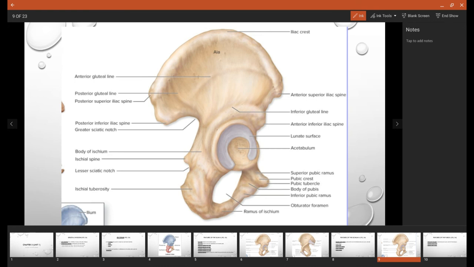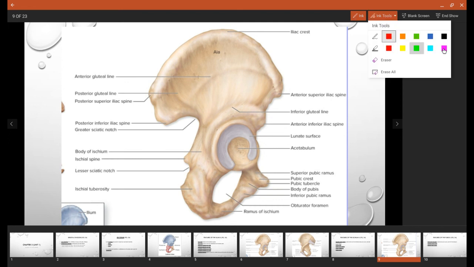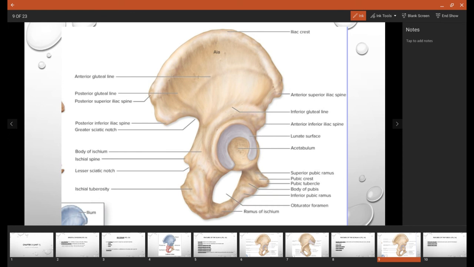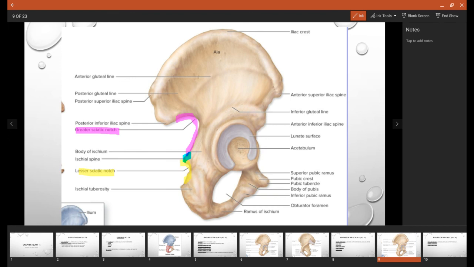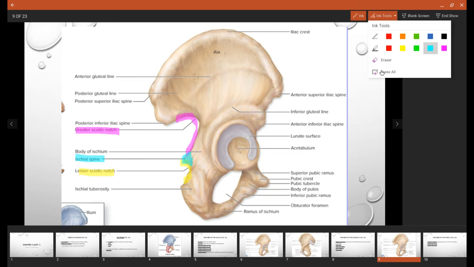So now this is still that same right os coxa, but this time we're going to focus on the ischium bone down here. So greater sciatic notch is going to be this big indentation right here. And then you can see the lesser sciatic notch is much smaller right there. Now, the point in between the two of them here, this point there, that is the ischial spine. So the ischial spine is the point between the two sciatic notches. And let's erase the color so we can see that a little more clearly.